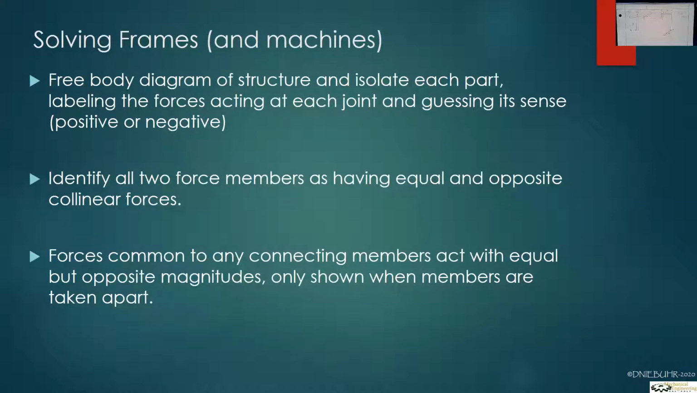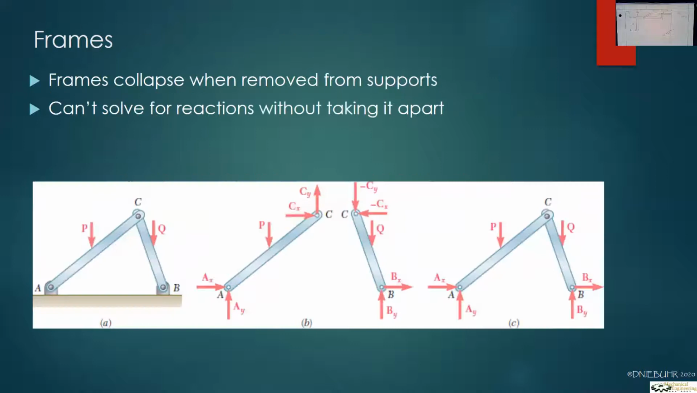Typically, you're going to draw a good free body diagram of the structure, and you isolate each part, and of course you want to label. So that looks something like this, where you have your frame, and in this frame you notice that A and B are both pins, and so they have an X and a Y component to the force. Without that X and Y component to the force, this structure would collapse.